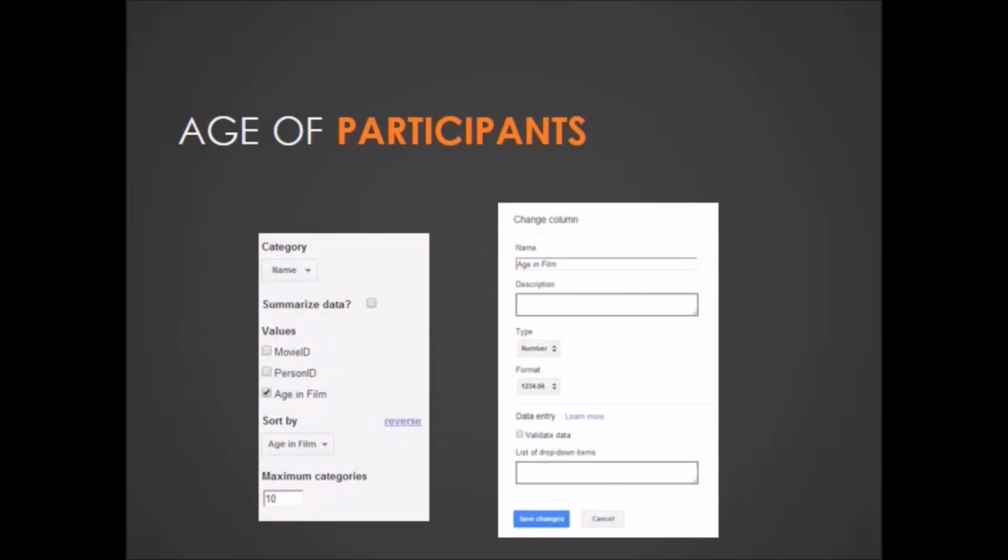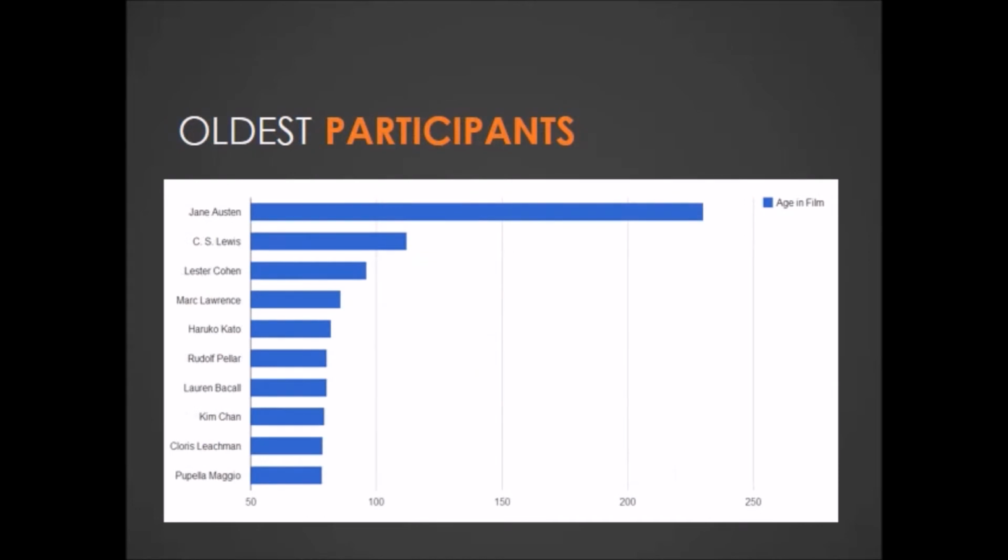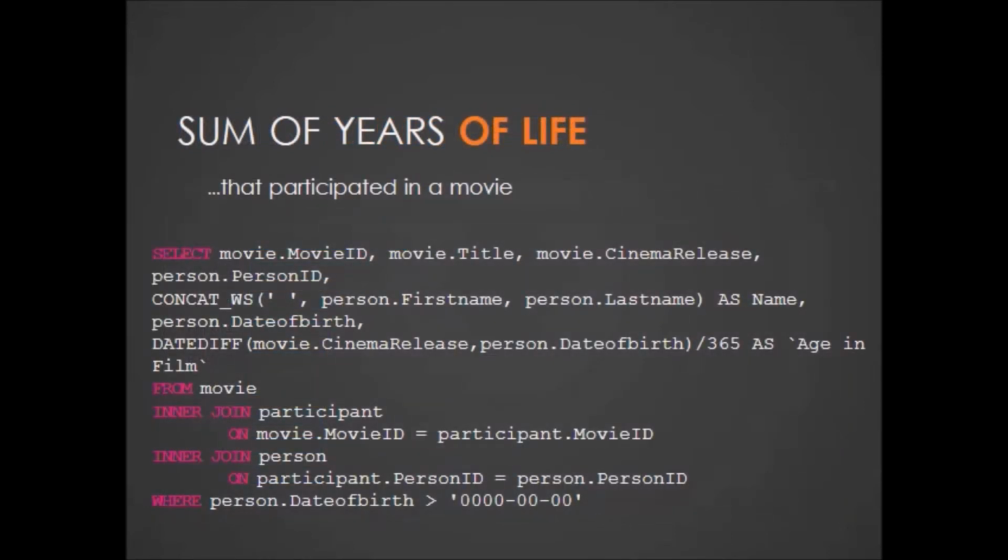As you can see, we used a little transformation to transform the date of birth into the actual age of the participator in the movie. The visualization shows that the youngest actor was actually Larry Sims, followed by Hallie Eisenberg, and so on. If we reverse our visualization, we see that there's a Jane Austen that was actually 230 years old when she played in a movie. We can assume that this is a mistake in the database.